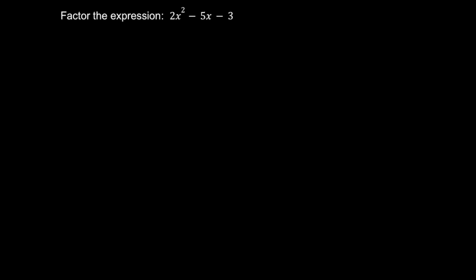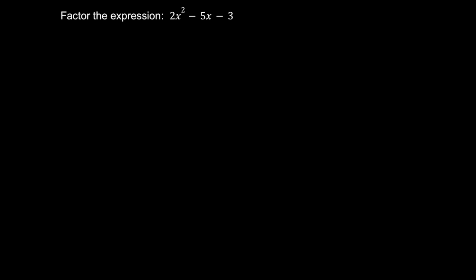So in this example, we're going to be factoring the expression 2x squared minus 5x minus 3. In order to factor this, I'm going to first check to see if there's a common monomial that goes into all three terms. And I know nothing goes into both 2 and 3 besides 1, and that's not actually helpful. There's not a variable in all three terms, and the leading coefficient isn't negative. So there's no common monomial.